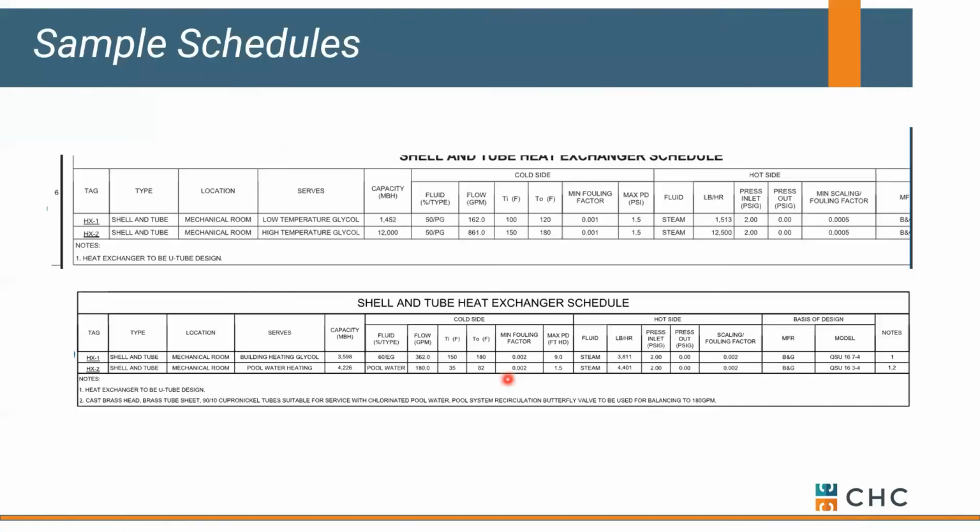The other thing to keep in mind is when you're scheduling a shell and tube heat exchanger, be very careful of your fouling factor. So we're seeing cold side, in this case, 0.001 on the cold side, and a fouling over here on the hot side of 0.0005. So you combine those two. That's 0.0015, okay? Here's another schedule where you've got 0.002 on the cold side and 0.002 on the hot side. Software combines those two, and total you're going to have 0.004.